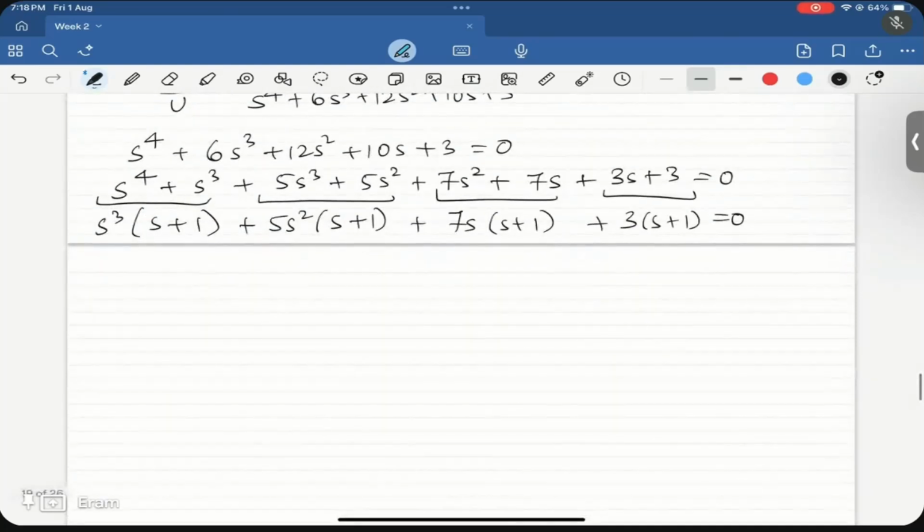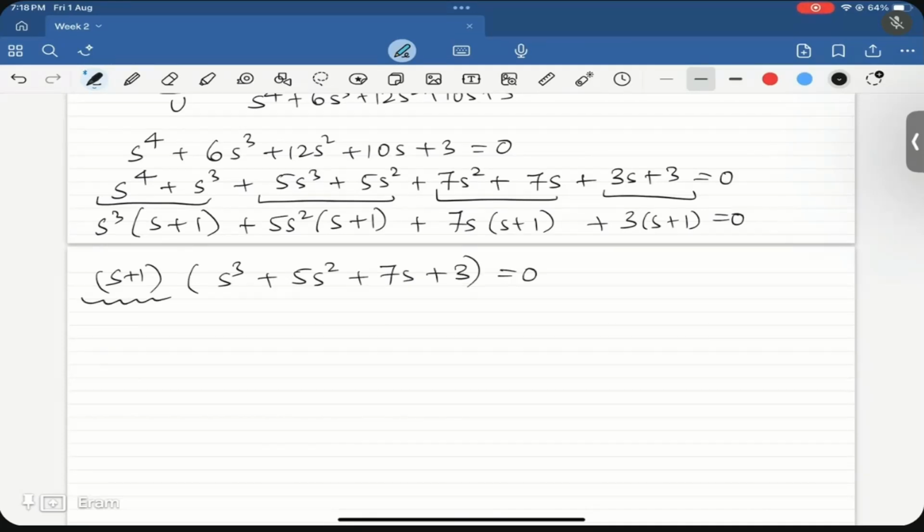Okay, so s plus 1 will be common, and then we will be left with s cube, 5s square, 7s, and 3 equals 0. So we have one pole at s equals -1 till now. Then we need to solve this term. To solve that, again if we put s equals -1 over here, we see that this polynomial is 0. So again we know that -1 is again a pole.